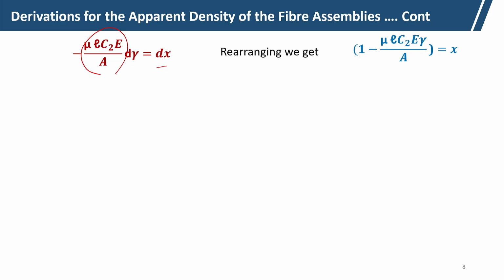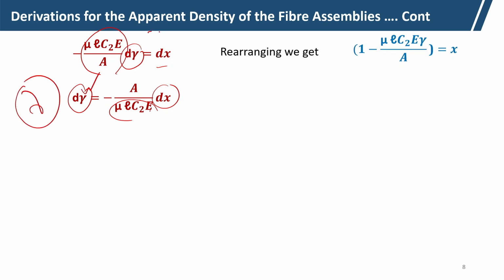Now, we are trying to rearrange this equation, and after rearranging, d gamma will become minus A by mu L C2 E, all these things in the denominator, and dx. So, now again we are trying to integrate, because our idea is to get the gamma value, that is the apparent density value.